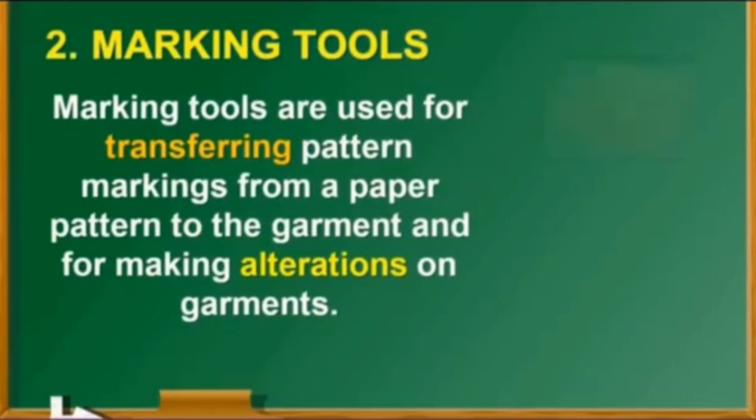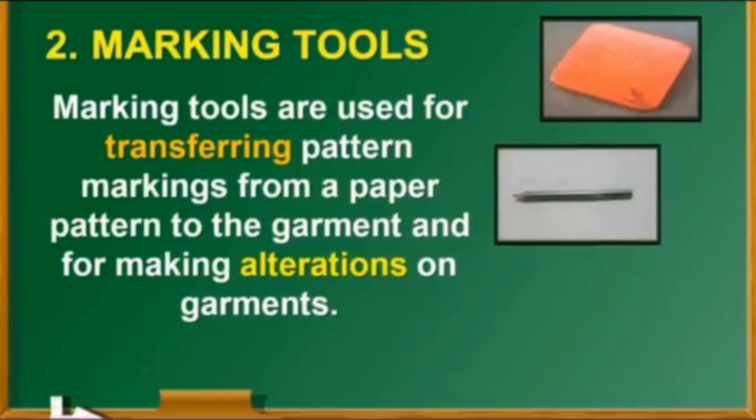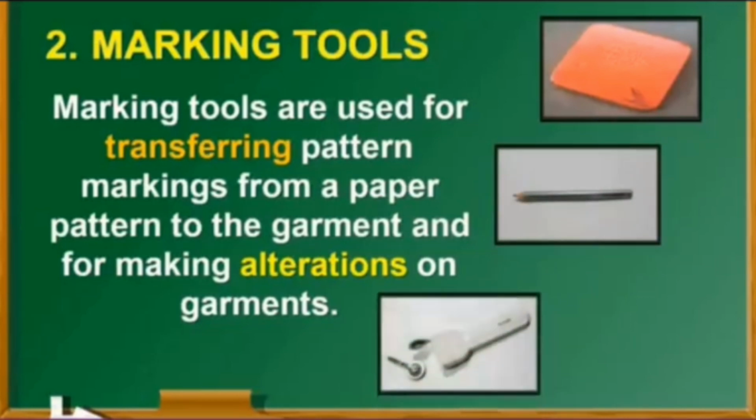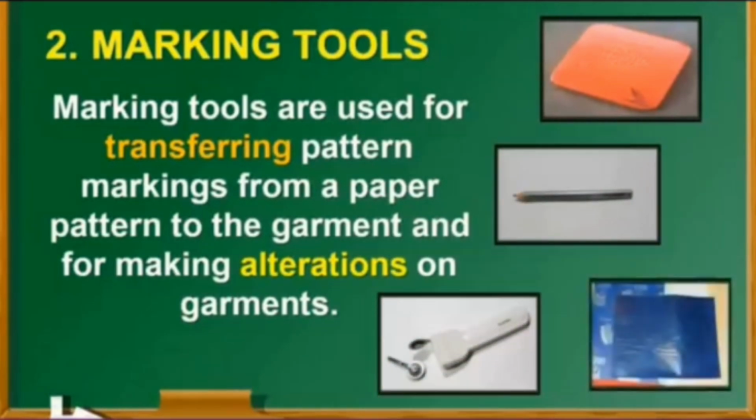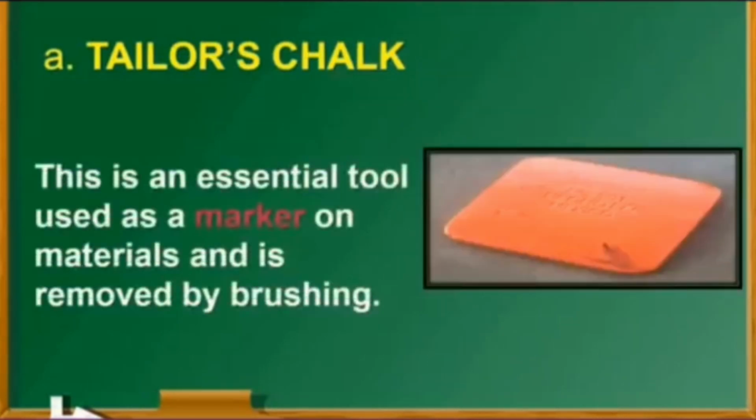Second classification is the marking tools. Marking tools are used for transferring pattern markings from a paper pattern to the garment and for making alterations on garments. Tailor's chalk. This is an essential tool used as a marker on materials and is removed by brushing.